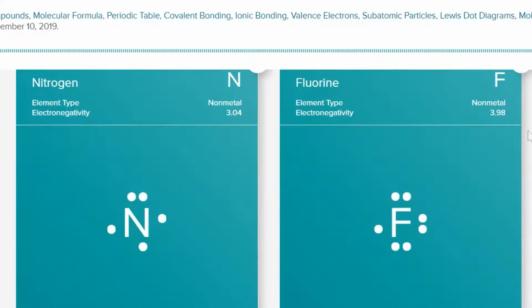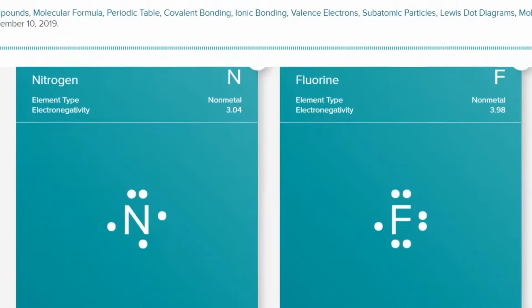So again, for nitrogen, the Lewis dot structure is 5 dots, which means we have 3 empty spaces. Nitrogen needs 3 dance partners. And we have fluorine, which has 7 dots, 7 valence electrons, and only 1 empty space. In order for nitrogen to be complete, it has to find 3 partners. Since the fluorine only has 1 empty space, 1 place to share, 1 fluorine is not going to do it. We're going to need 3 fluorines.